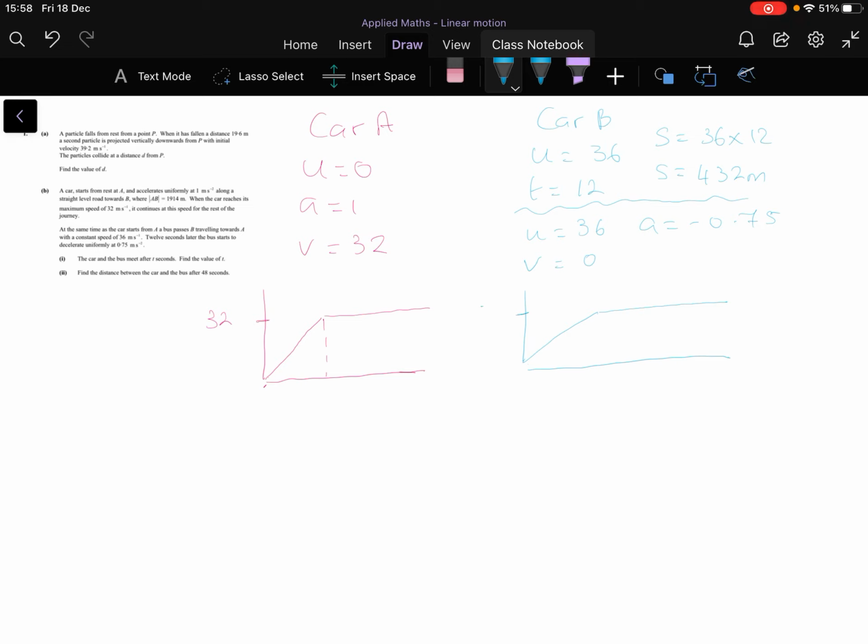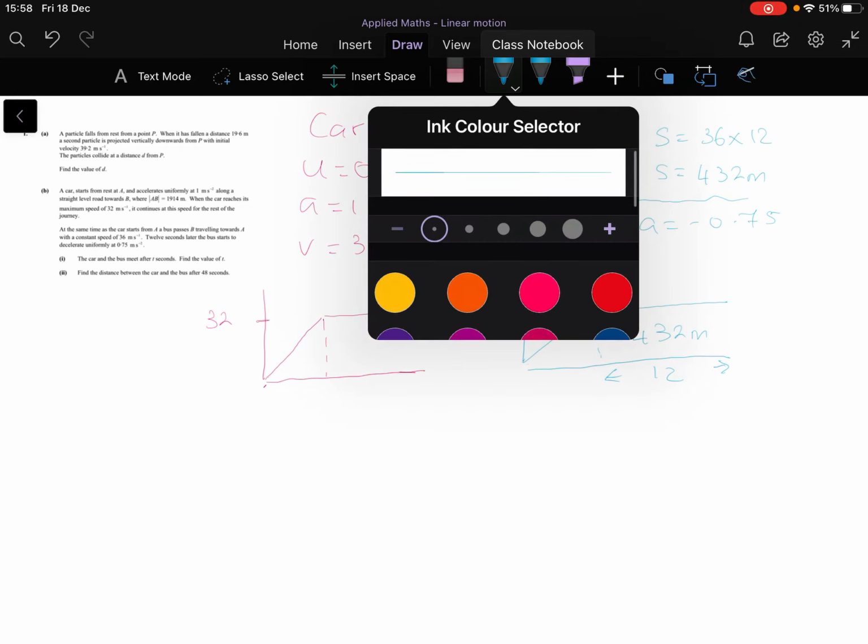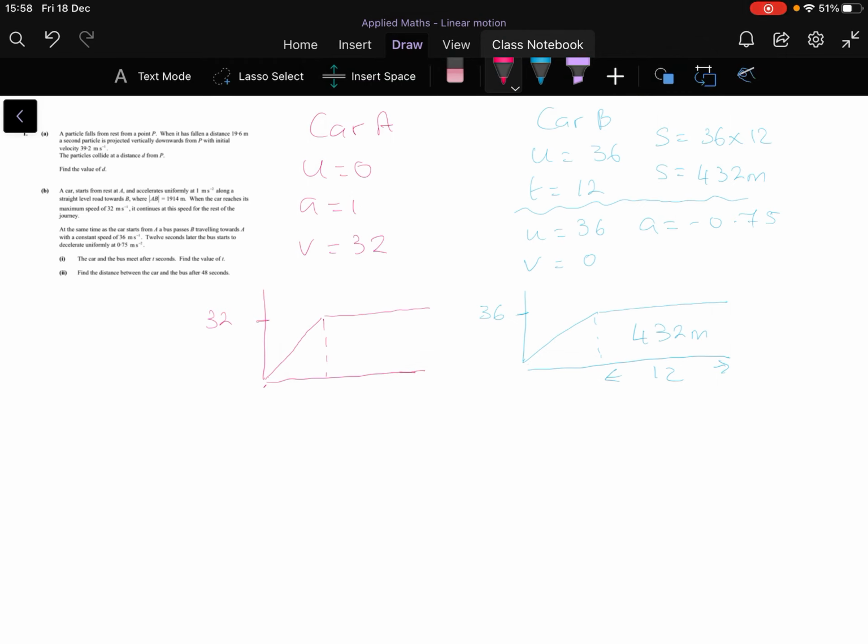And again, I have my 36 here. I know that there's two separate parts to this. Inside here, the car has gone 432 meters, and that has taken them 12 seconds. So I know that the distance from here to here is 12 seconds. Going back then to my first section, I can find out all the information that I need for my time.